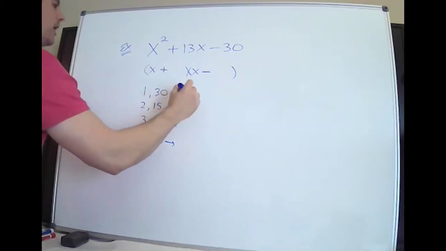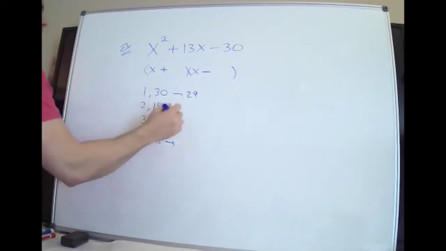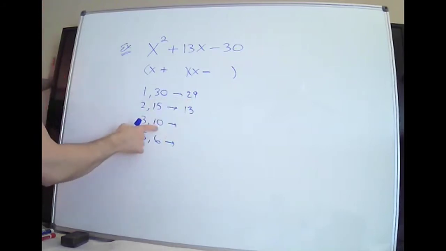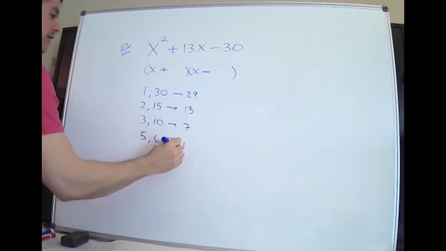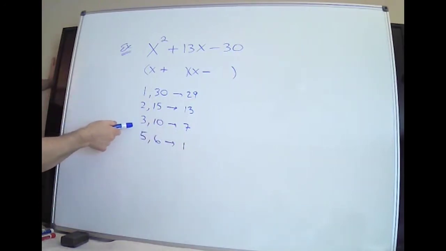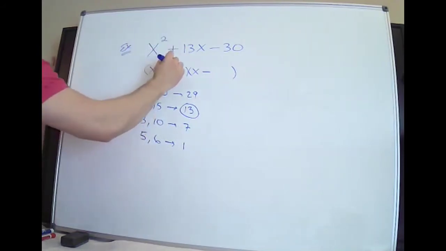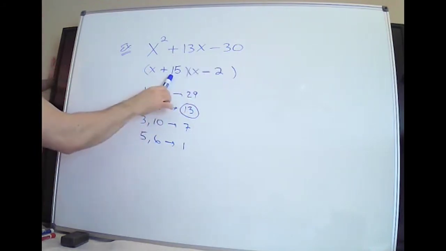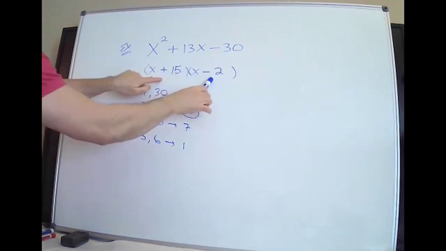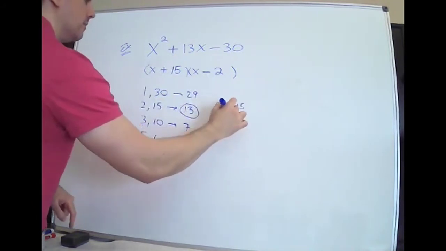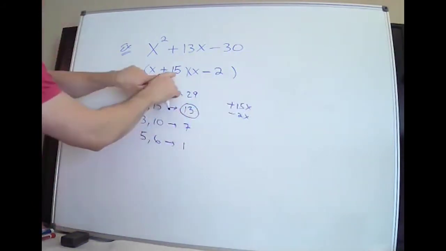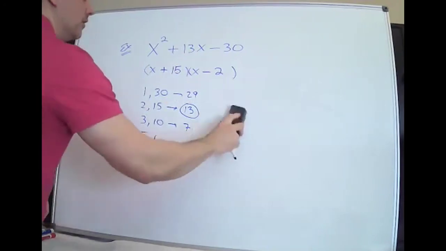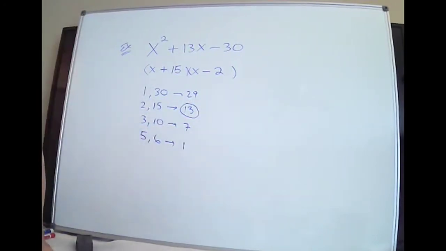So 30 take away 1 is 29. 15 take away 2 is 13. 10 take away 3 is 7. 6 take away 5 is 1. I have to take the pair that gives me 13. So I'm going to pick positive 15 and negative 2. You have to put the bigger number here. 15 take away 2 is 13. I mean, you're supposed to put X's there, right? Inner, outer. So there you go. That's the first example.